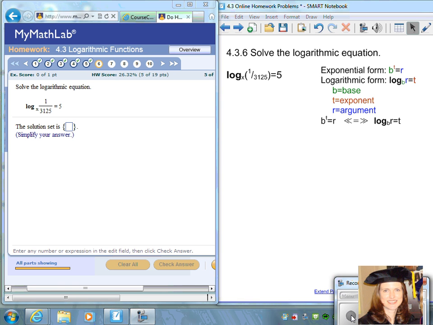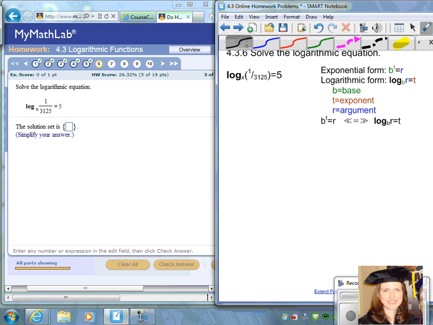Section 4.3, logarithmic functions, question number 6. Here we want to solve the logarithmic equation. The key to solving a logarithmic equation is to be able to identify the three parts of the logarithmic equation and convert it into exponential form.